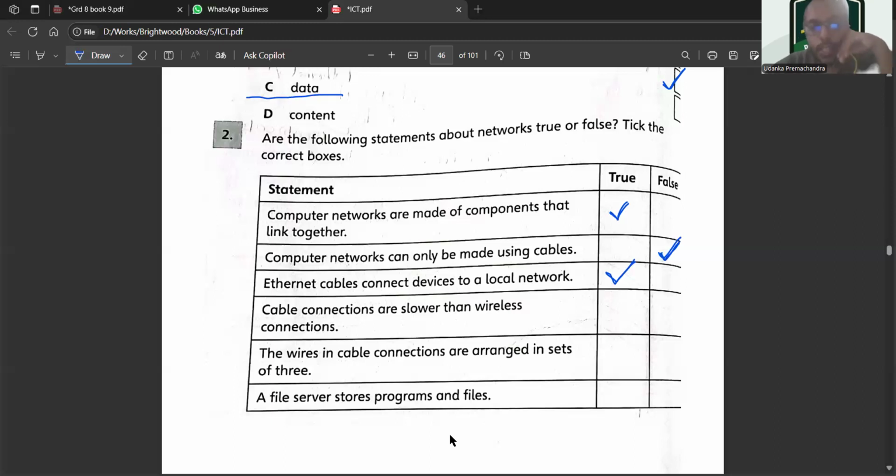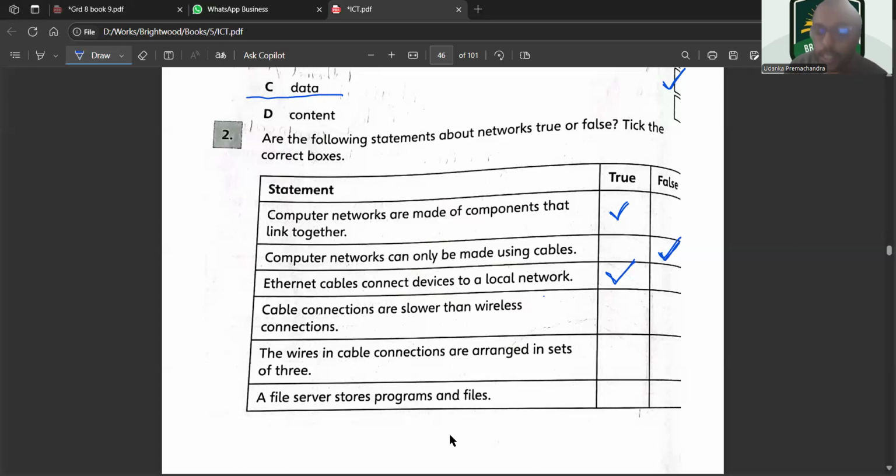Next one. Cable connections are slower than wireless connections. What can you say? With wireless connections, sometimes there can be some troubles. But compared with wireless connections, wired ones are always connected to each other. So if they have a wireless connection, like into a home, the internet should be very fast.